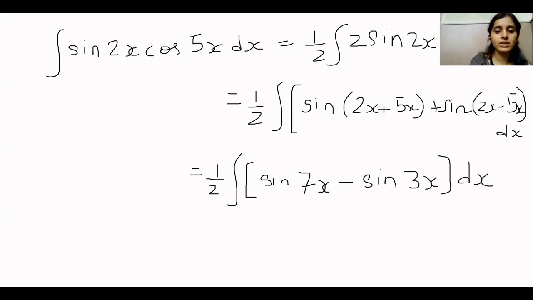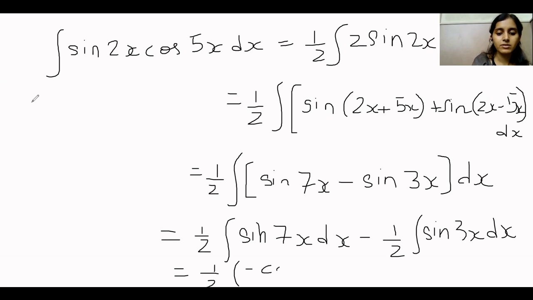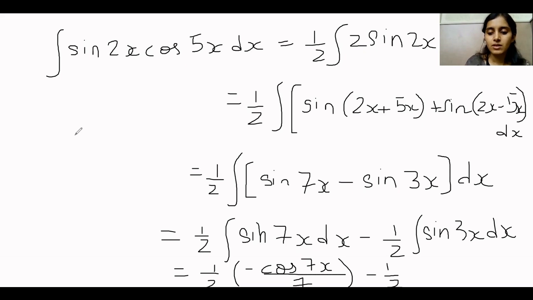dx. Let's separate the integration. So we have half integral sine 7x dx minus half integral sine 3x dx. Now what is the integration of sine? It is minus cos, so half minus cos 7x upon 7, minus half as it is, minus cos 3x upon 3, plus c1 we can write.